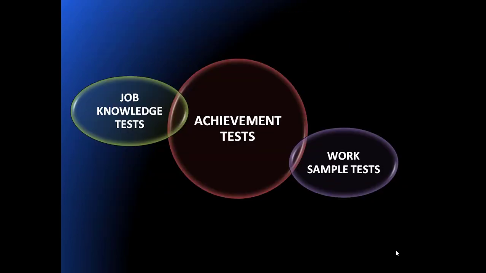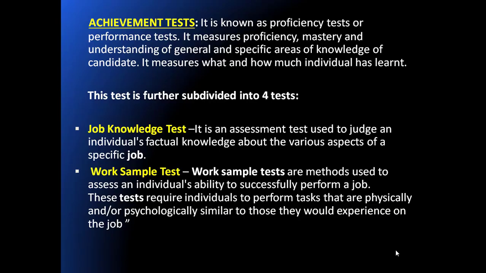Now, second comes the achievement test. The achievement test is bifurcated into two, which are the job knowledge test and the work sample test. The achievement test is known as a proficiency test or performance test. It basically measures the proficiency, mastery, and understanding of general and specific areas of knowledge of the candidate. So it measures what and how much an individual has learnt, right? One is the job knowledge test.